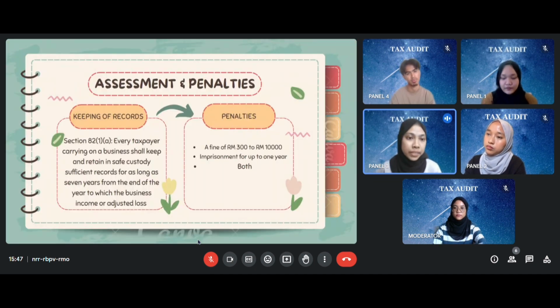For the last assessment, keeping of record, section 82 sub 1 sub A, every taxpayer carrying on a business shall keep and retain in safe custody sufficient record for as long as 7 years from the end of the year to which the business income or adjusted loss relates. For the penalty, a fine of 300 ringgit to 10,000 ringgit. Imprisonment for up to 1 year or also both.